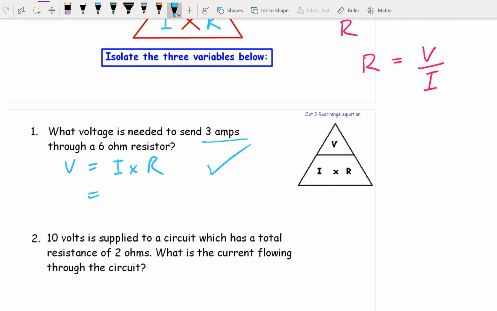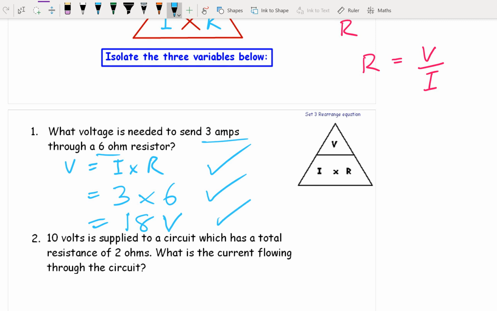I is in amps, that's 3. Multiplied by the resistance, which is in ohms, that's going to be 6. And then 3 times 6 is 18. So you've got another mark for your workings. And then you write down the answer, 18. But once again, is that 18 bananas, 18 socks? No, it's 18 V, volts. That's how you get your maximum marks.